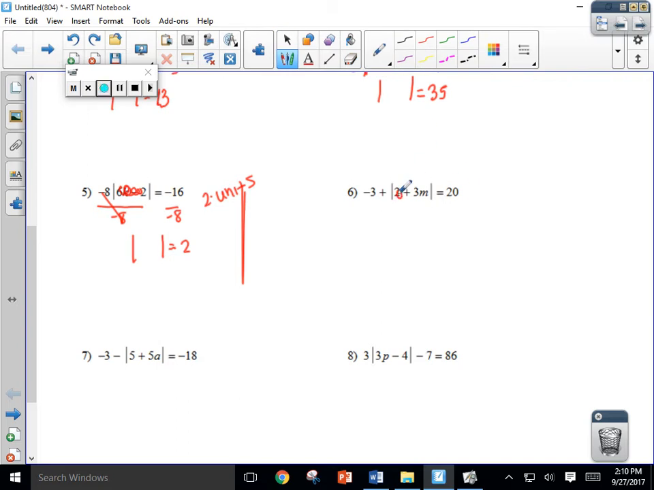For this one, I have negative 3 plus the distance. So if I want to move that, I should add 3 because now that's 0. And add 3, so I get 23 units.